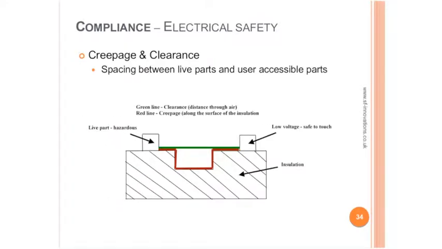So, for example, if that was a cross-section of a PCB track going to a mains transformer, and that's on the other side of the transformer, that green line is a clearance, a straight line through air, and the creepage is actually over the surface of the insulation. A bit technical, but I'm adding that to give you a little more information to show that the layout of the printed circuit board is important.